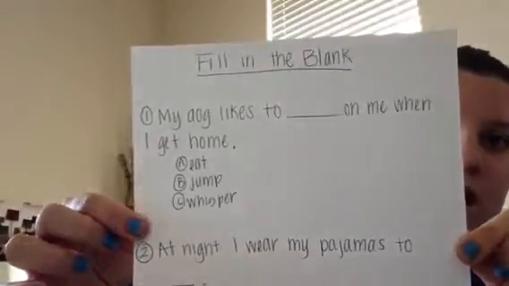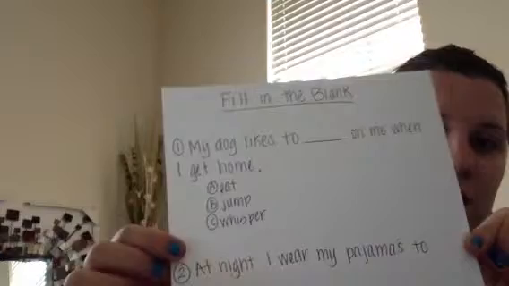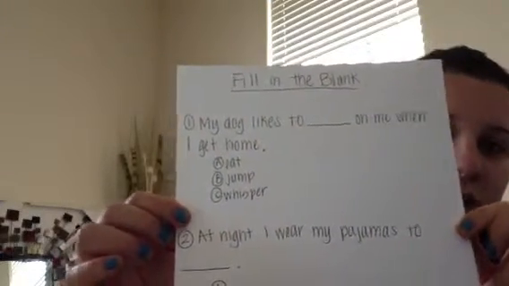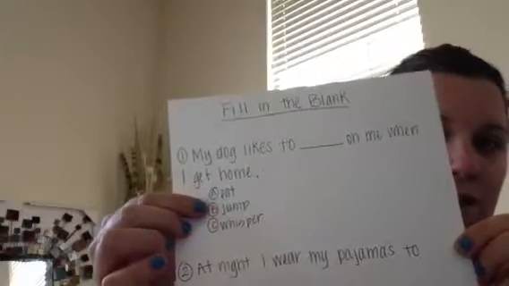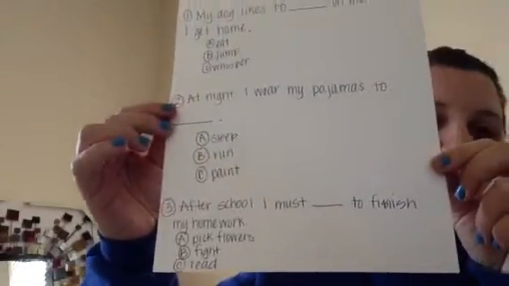So, fill in the blank. My dog likes to blank on me when I get home. So does he like to eat, does he like to jump, or does he like to whisper? We're hoping that this is a pretty obvious answer. They're using, again, the context clues, and the right answer is going to be jump. So again, that's an example of what they'd be able to do.